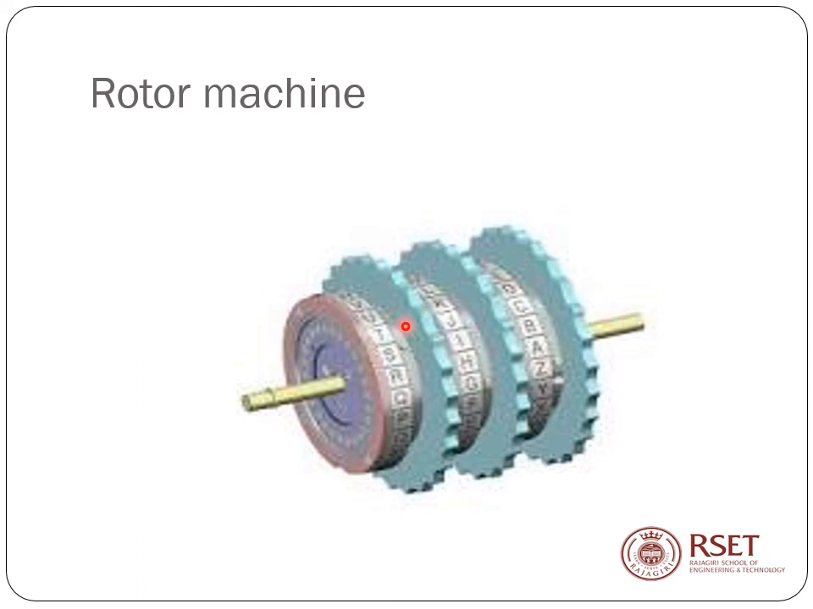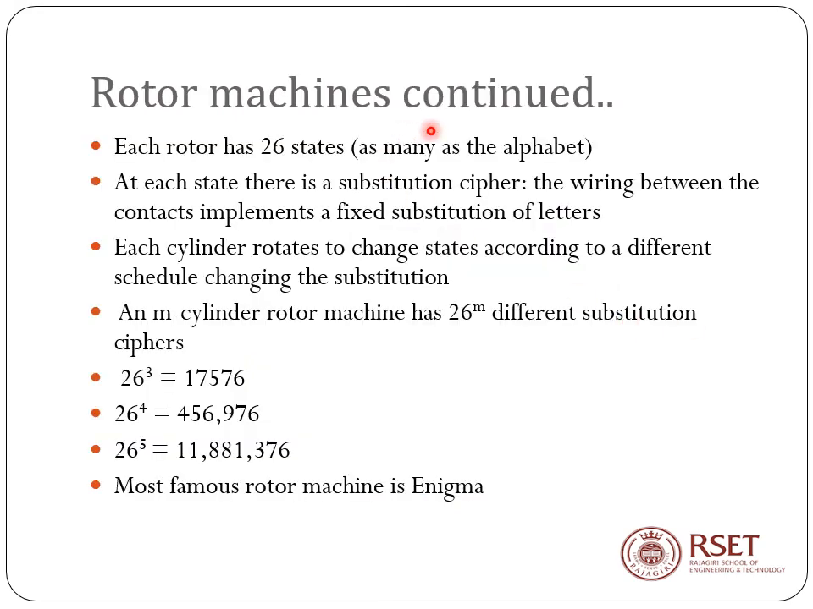So as we increase the number of cylinders, the number of combinations also will increase. That is the strength of rotor machine. So each rotor has 26 states, that is as many as the alphabet. At each state, there is a substitution cipher. The wiring between the contacts implement a fixed substitution of letters. Okay, and each cylinder rotates to change the states according to a different schedule. So if there are m cylinders, an m cylinder rotor machine, it has 26 raised to m different substitution ciphers.